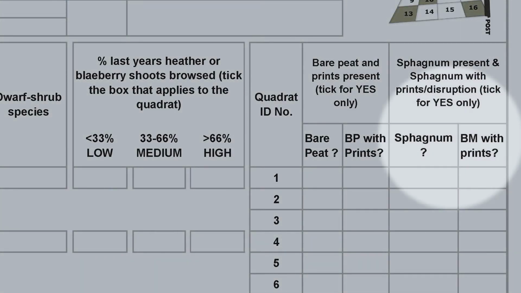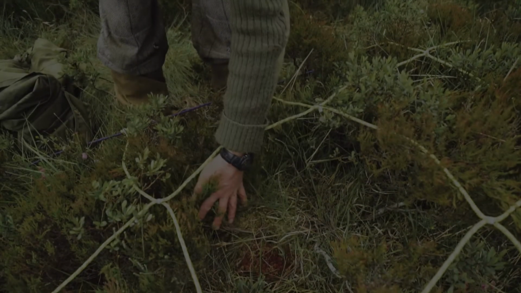Sphagnum or bog moss is an important plant species in bog habitats, so it is useful to record the presence of sphagnum in each quadrat.